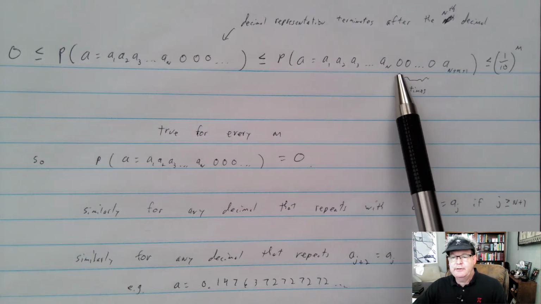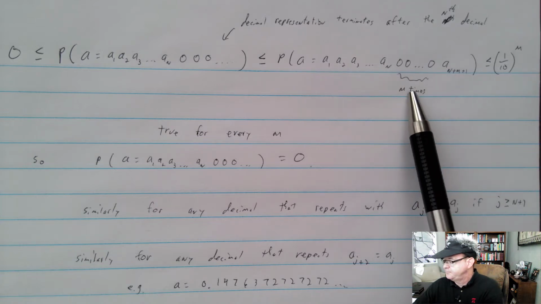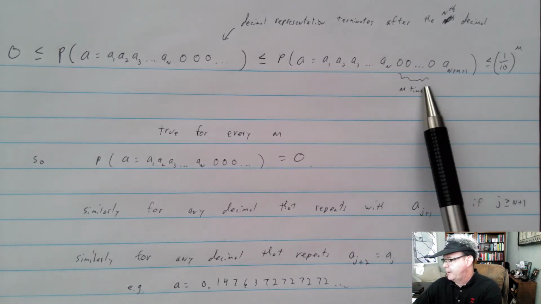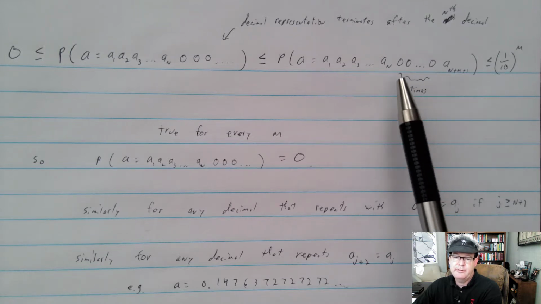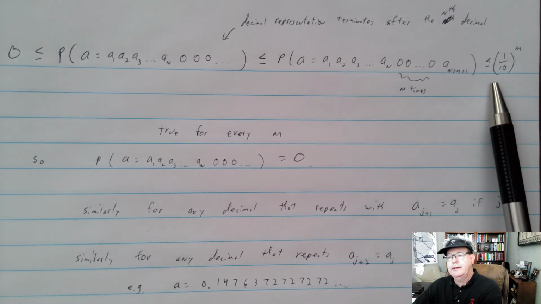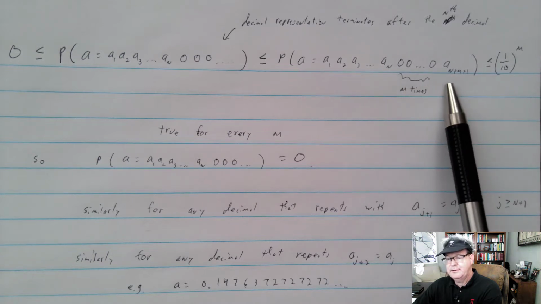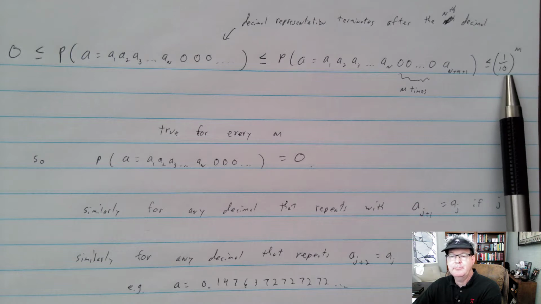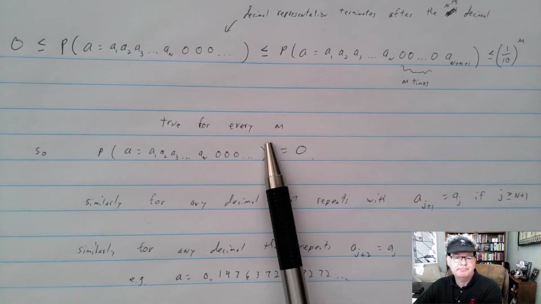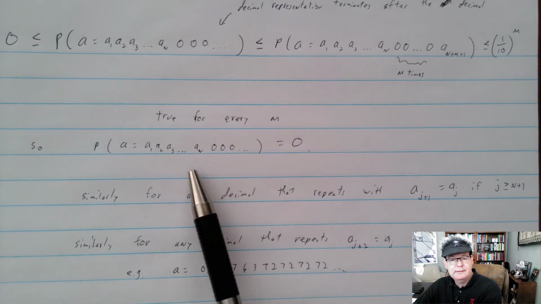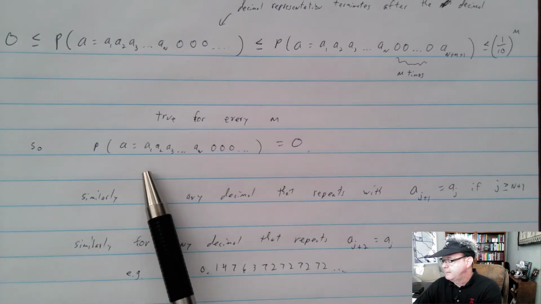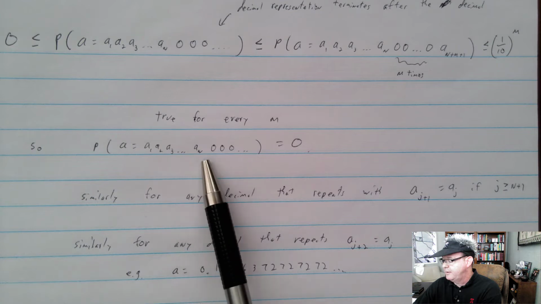Well, if I got zeros m times, and that's all I'm going to care about, just getting m zeros in a row right after the nth digit, that's specifying those digits. And there's a 1 in 10 chance for each of those, so that'll be less than or equal to 1/10 to the m. That being true for every m, the only way that can hold is the probability a decimal terminates by the nth digit.